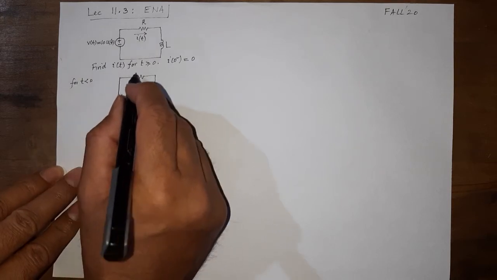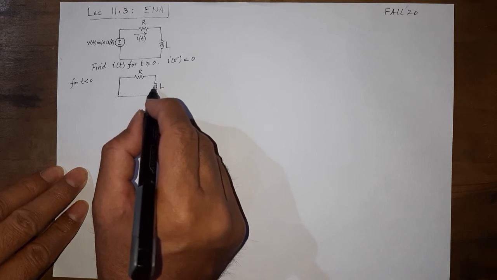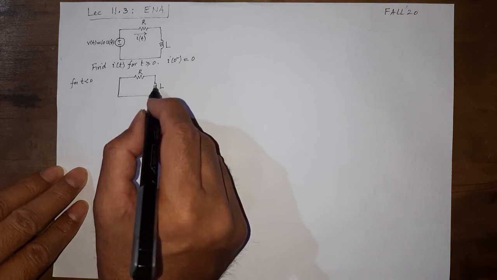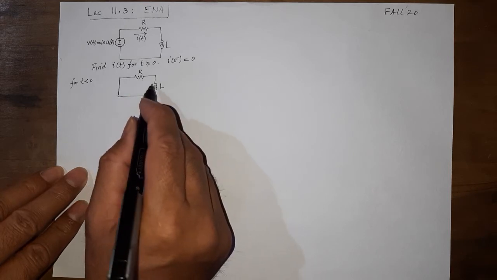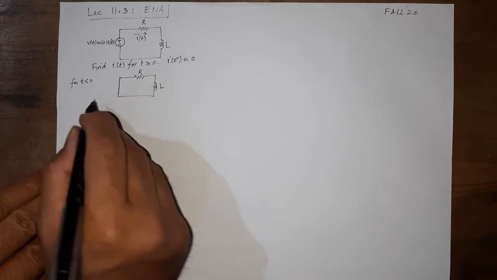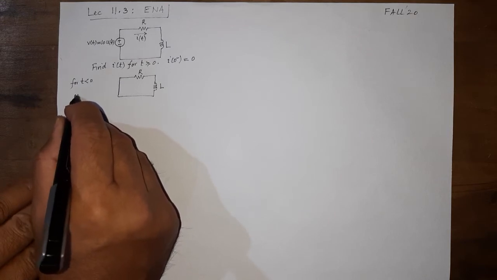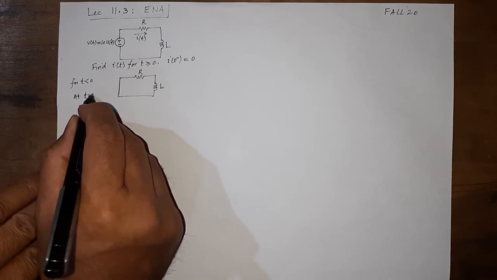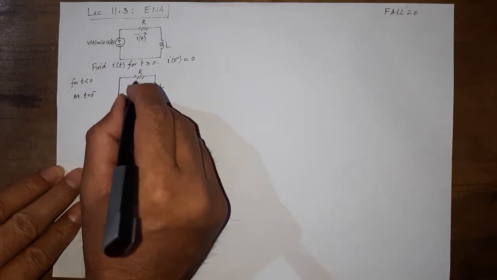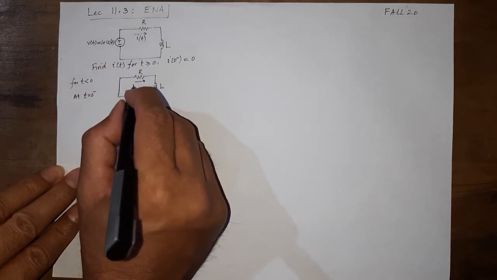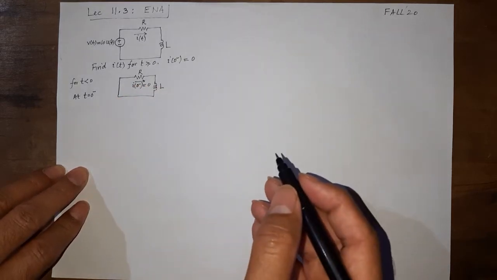So there is no voltage source here. This is R, this is L. If there would have been some energy in the inductor, it would have long been dissipated in the resistor. So exactly at t equal to 0 minus, just before this kicks in, the current in this circuit, i(0 minus), would be 0 amperes.